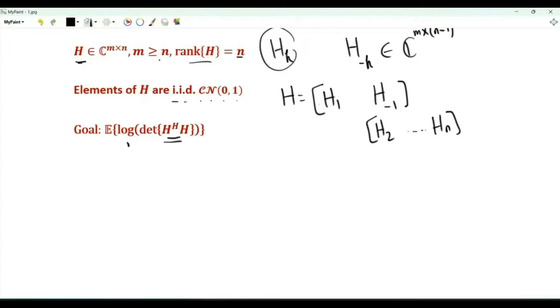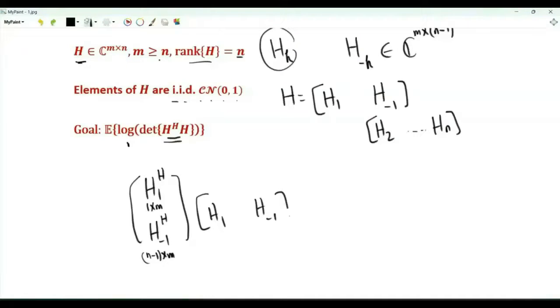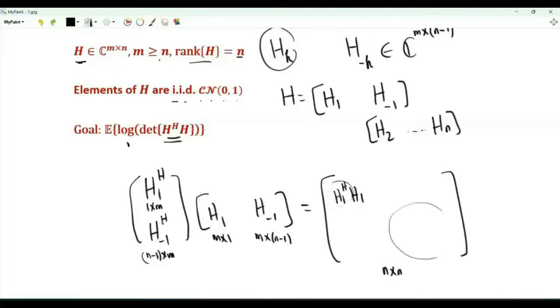Let's write down H Hermitian H using this partitioning. H Hermitian is H1 Hermitian, H minus 1 Hermitian. Here is H. Multiplying, we get an n by n square matrix. Here we have the scalar H1 Hermitian H1. Here we have the n minus 1 by n minus 1 square matrix H minus 1 Hermitian H minus 1. We also have H1 Hermitian H minus 1 and H minus 1 Hermitian H1.